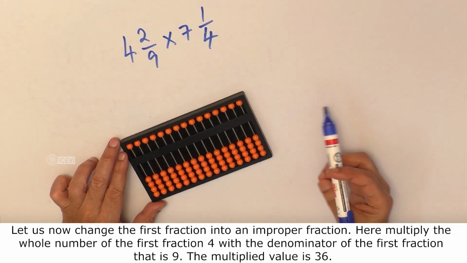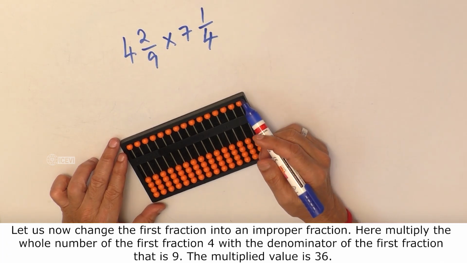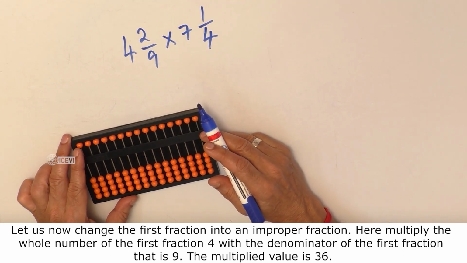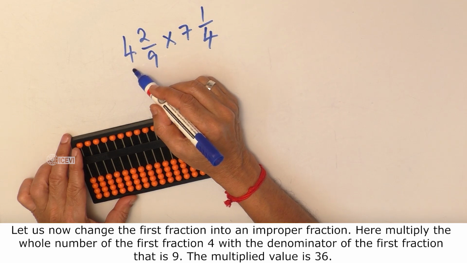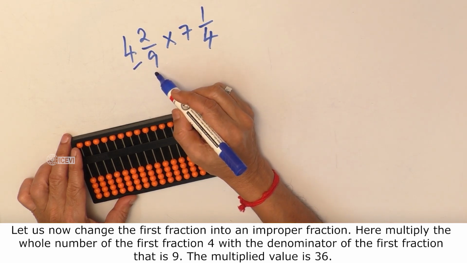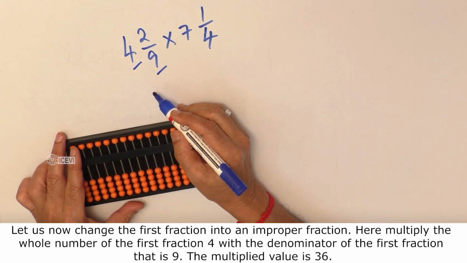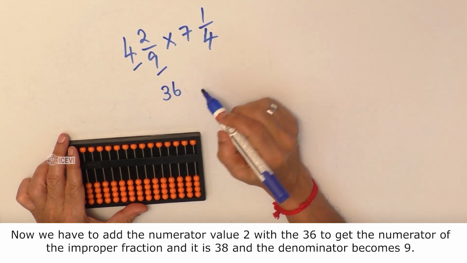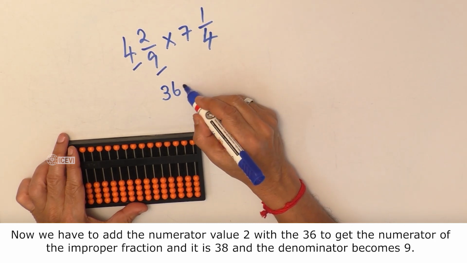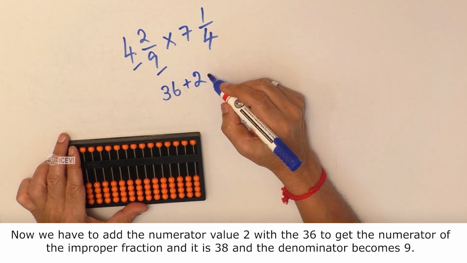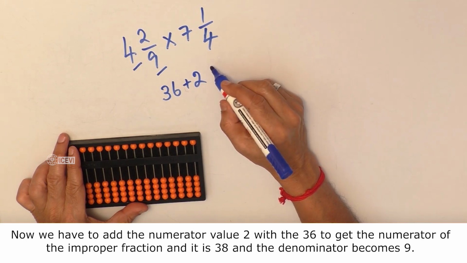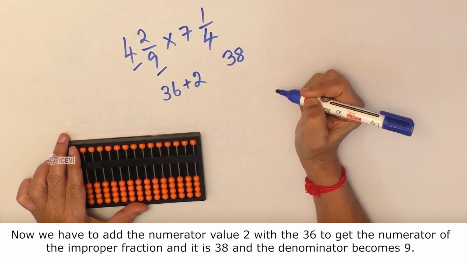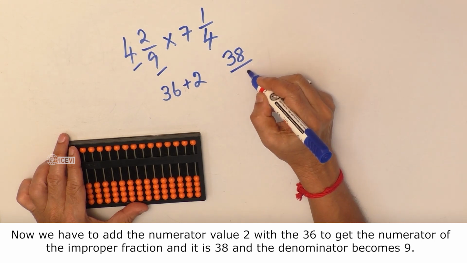Let us now change the first fraction into an improper fraction. Here, multiply the whole number of the first fraction, 4, with the denominator of the first fraction, that is 9. The multiplied value becomes 36. Now we have to add the numerator value 2 with the 36 to get the numerator of the improper fraction, and it is 38, and the denominator becomes 9.